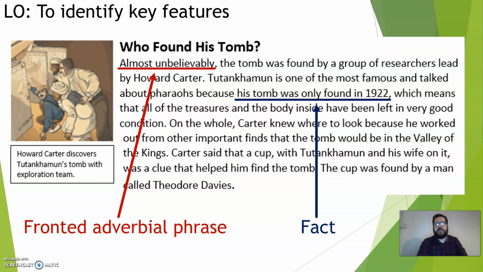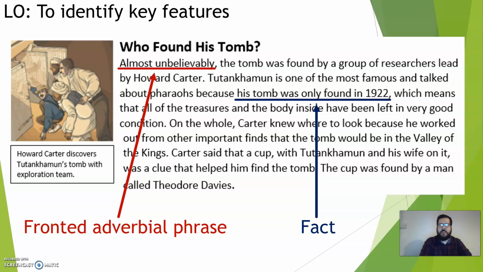So let's go through some of them here. Now, what I've got here is one of our texts all about finding Tutankhamun's tomb, and I have identified some of the key features throughout. So, "almost unbelievably" is a fronted adverbial phrase. You can see there it is at the front of the sentence, and it is giving a bit more information about what's going on. A fact: his tomb was only found in 1922. We need that fact. It's an important piece of information.